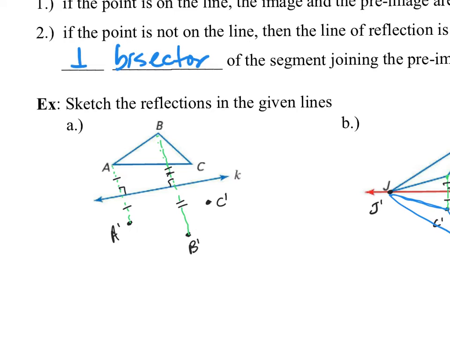Okay, and again, the segment from C to C prime should be bisected in a perpendicular way by the line of reflection, line K. So I'm going to put a right angle here and tick marks to show that the line of reflection is a perpendicular bisector. So now when we draw a triangle, okay, we can see that we've taken triangle ABC and we've reflected it in line K. All right, so let's try one more example.